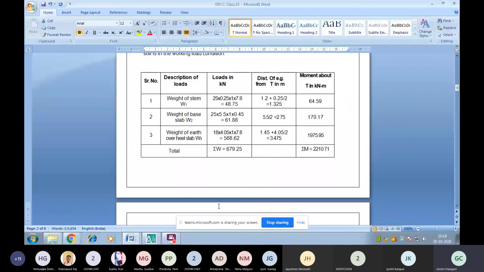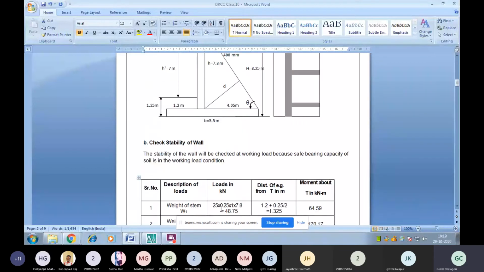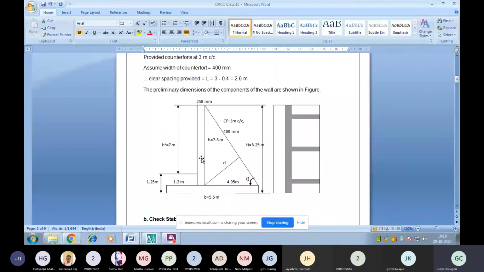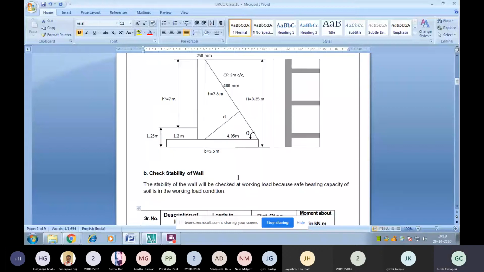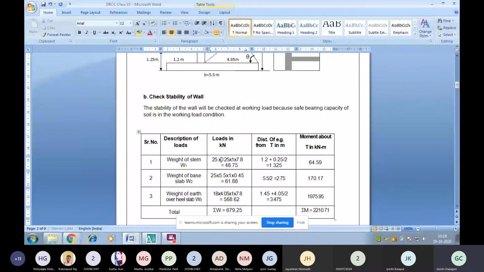When I come to stability, stability means see the components which are acting. First one, weight of heel slab, weight of stem, weight of bottom slab, weight of backfill, weight of counterfort. These are the downward forces acting, which will give the moment of resistance, that is MR. That is all we are doing. First, weight of stem. Height of stem, you know already. Density is 25, concrete density we have taken.